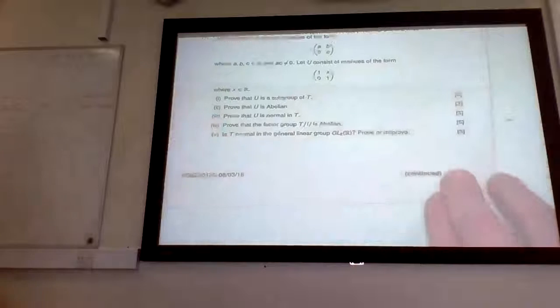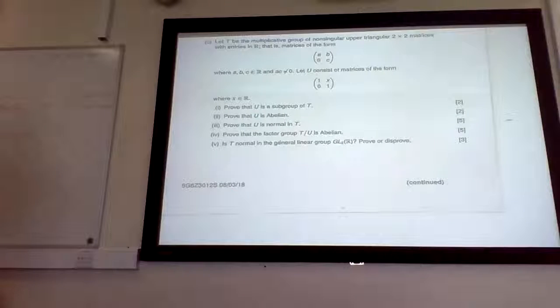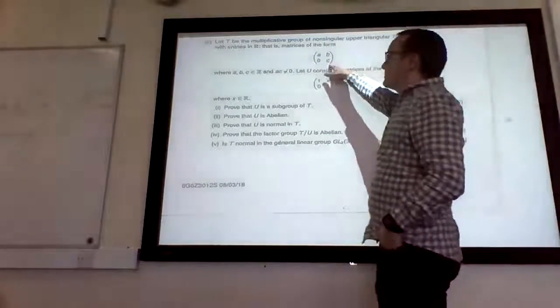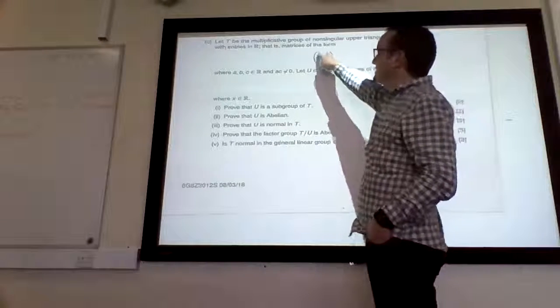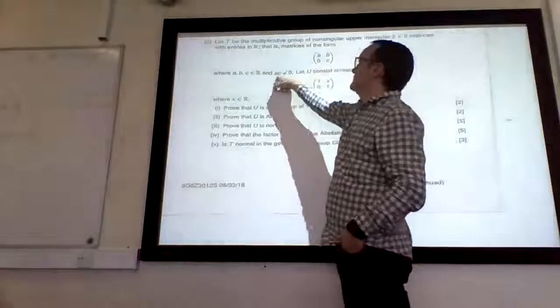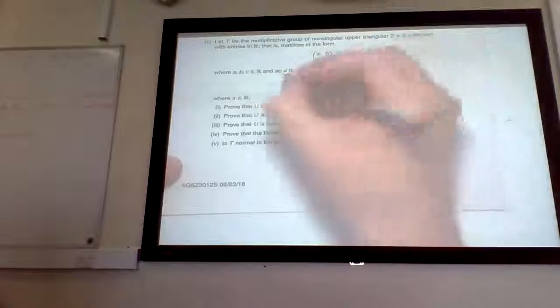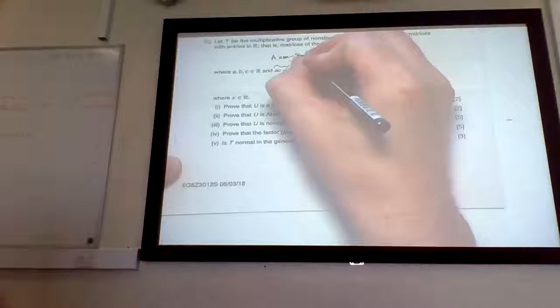Okay, and then we have the big question C, which is like a big application. It's concrete. We're talking about a particular group. We're no longer talking in generalities. So T is a group of non-singular matrices of this pattern, 2 by 2 matrices. In order to be non-singular, it has to have a non-zero determinant. The determinant is AC. It doesn't explicitly say so in the question, but this condition here is equivalent to non-singular.